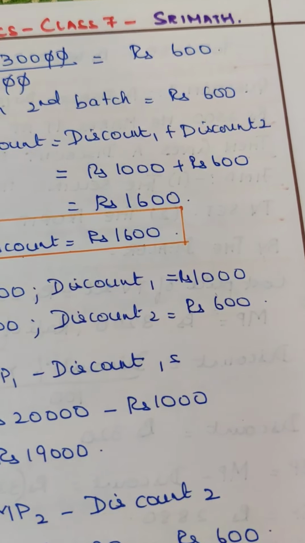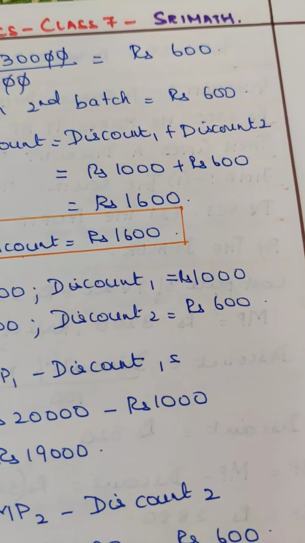Cost price of the TV set is equal to 2,500. Mark price is equal to 3,200. Rate of discount is equal to 10%. Therefore, discount is equal to discount percent into mark price by 100. That is equal to 10 into 3,200 by 100. That is equal to rupees 320. Therefore, discount is equal to 320. Selling price is equal to mark price minus discount, that is rupees 3,200 minus 320, that is equal to rupees 2,880.